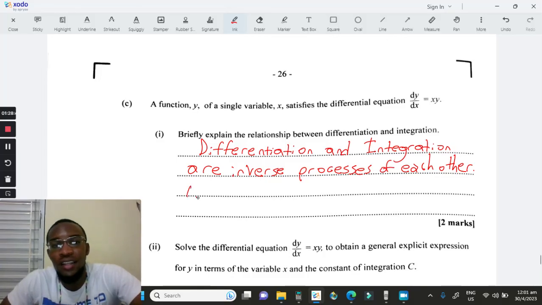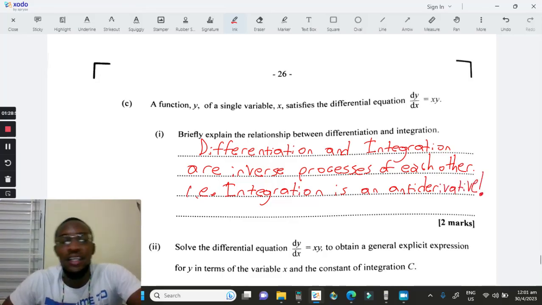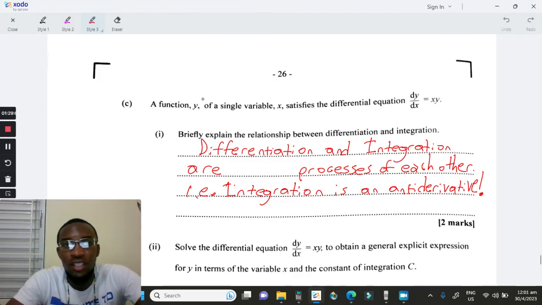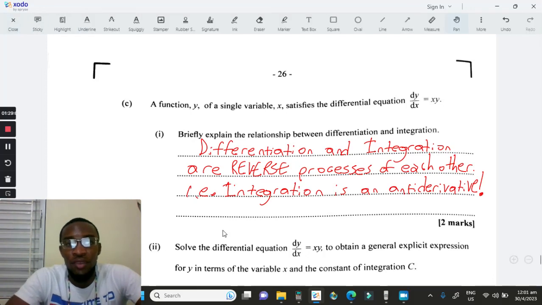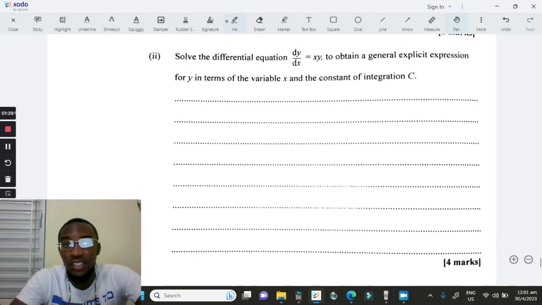So we can say that integration is an antiderivative. Integration is the reverse process of differentiation. If you don't want to use inverse process, use the term reverse process there. Cool. Now it says solve the differential equation here.